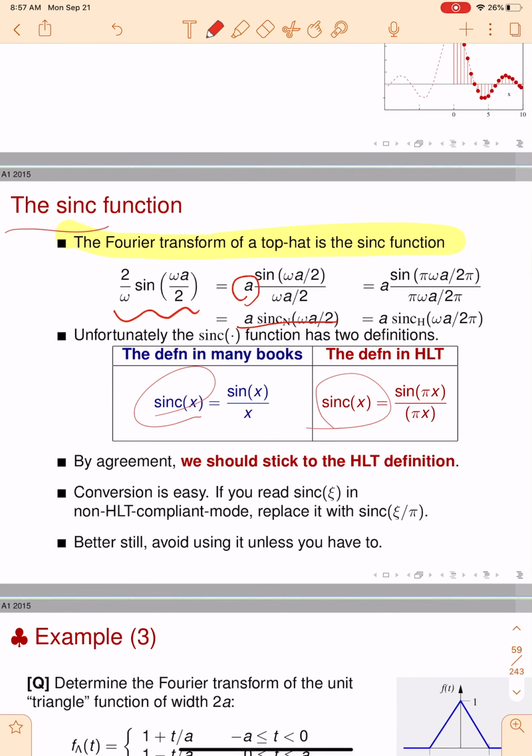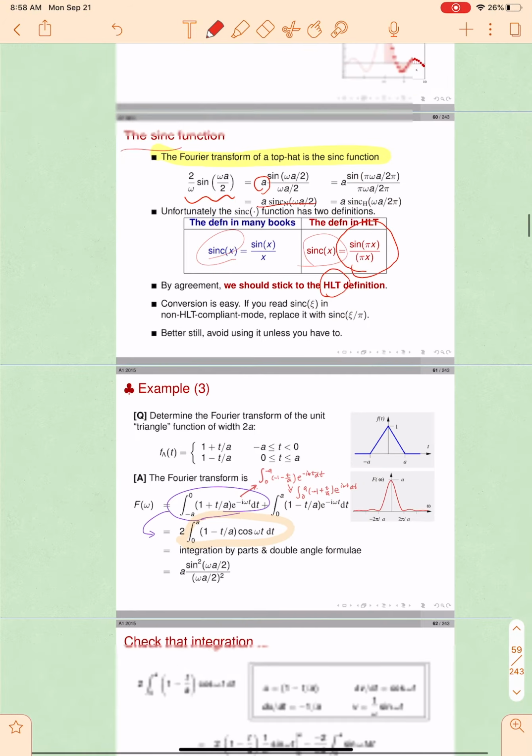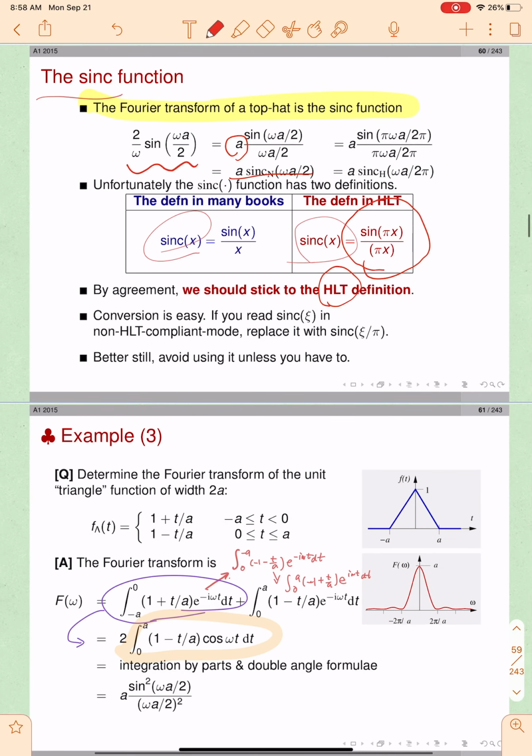Sinc function has 2 definitions. We will usually use this one. This is our note from the formula booklet.